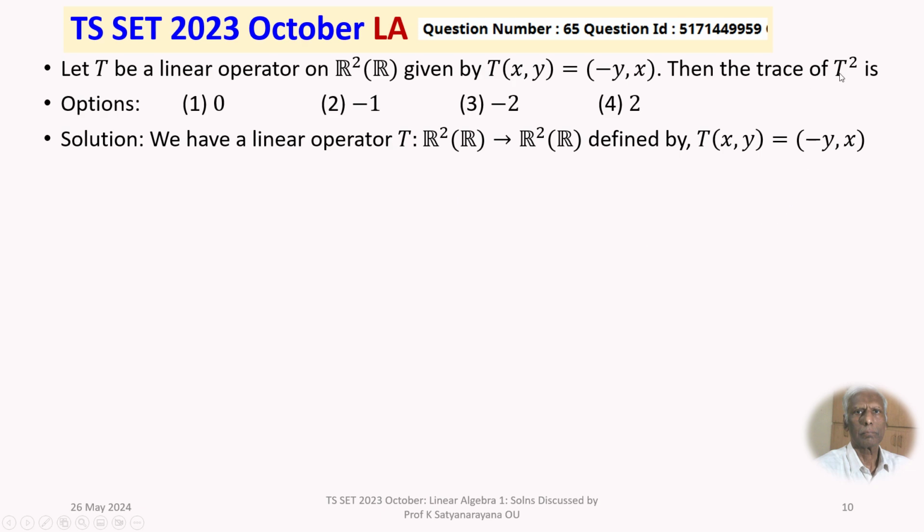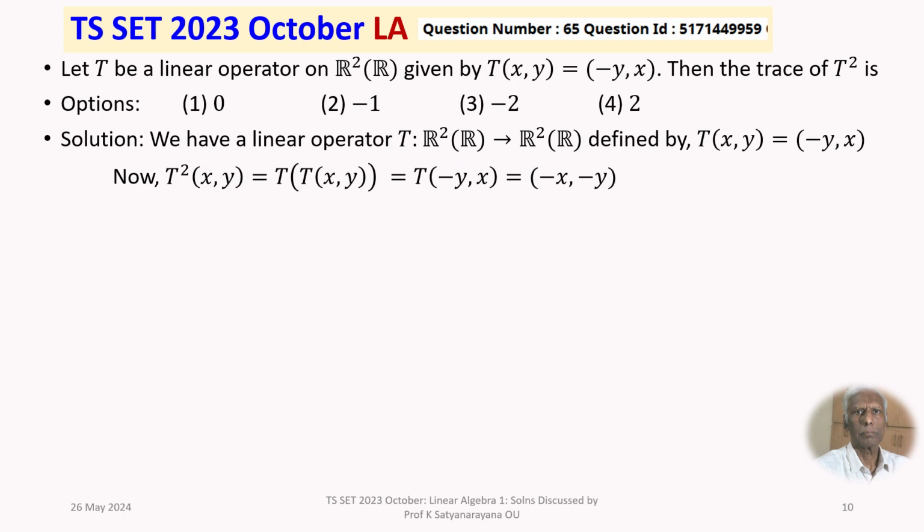Now let us talk about T squared. T squared means you operate T two times. Now T squared of (x, y) is equal to T of T of (x, y). So T of (x, y), by definition, is (-y, x). T of (-y, x): the second component here will come to the first place, as the first component, and the first component changes its sign. So T of (-y, x) is (-x, -y).